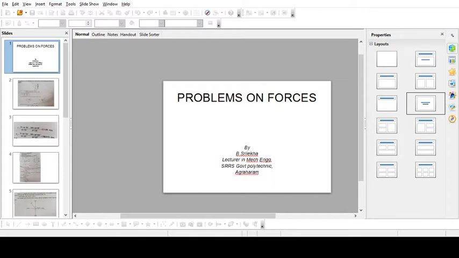So prior to that, let us have a small recap of the topics that we have learnt earlier. First, what is a force? A force is that agent which tends to move the body, or to change the position or motion of a body which is in uniform motion. It brings a body at rest into motion or a body in motion into rest.